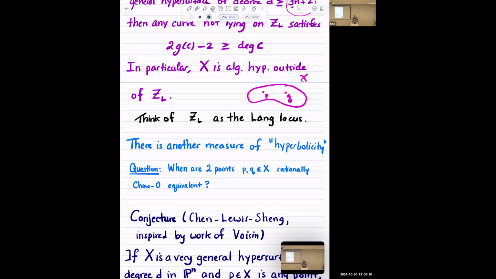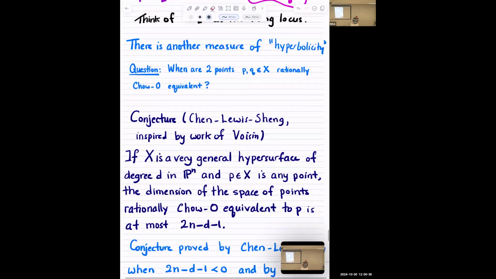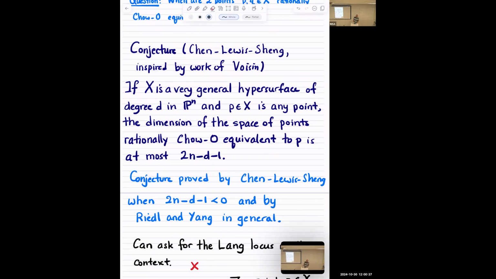They're not yet equal. But one possible measure of hyperbolicity that you can think about is understanding the loci that are rationally Chow zero equivalent to each other on this hypersurface. And here there is a conjecture, or there was a conjecture by Chen, Lewis, and Sheng. This is Shi Chen, inspired by work of Voisin.